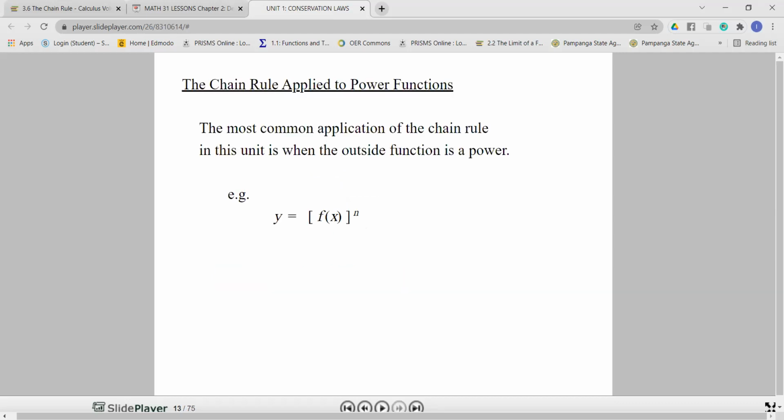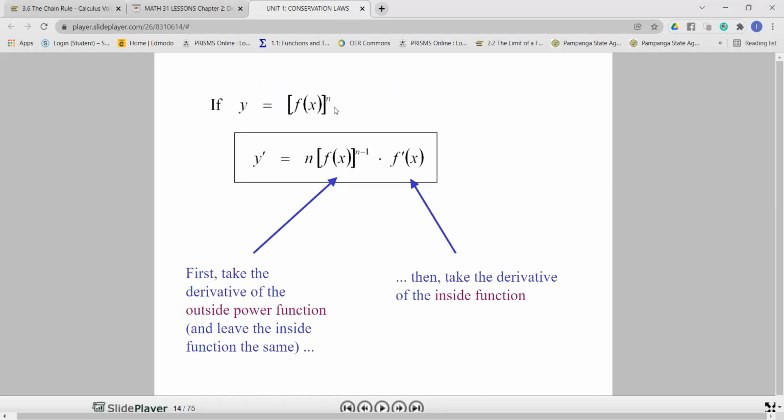So, how can you apply this to the power function? The power rule: what will happen? The y prime will be n. The power moves to the front as usual, then the exponent will be subtracted by 1, times the derivative of f of x.